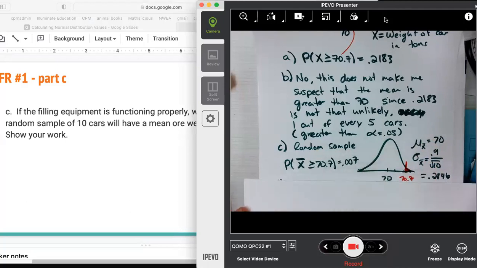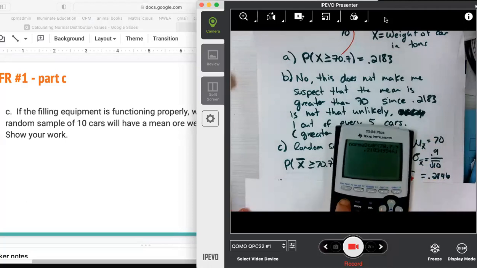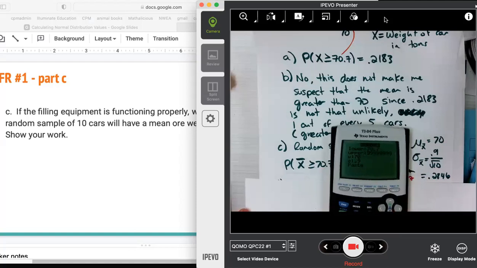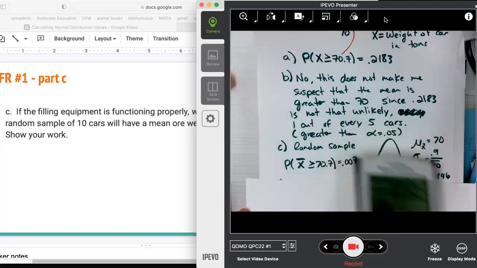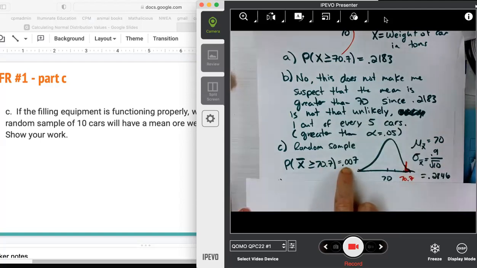And now I can calculate this again. When I do 0.9 divided by square root 10, I get 0.2846. So I'll do second distribution, normal CDF. I'm leaving everything the same except changing that standard deviation to 0.2846. And when I enter that in, now I have a very unlikely result. This happens only 0.007 of the time.